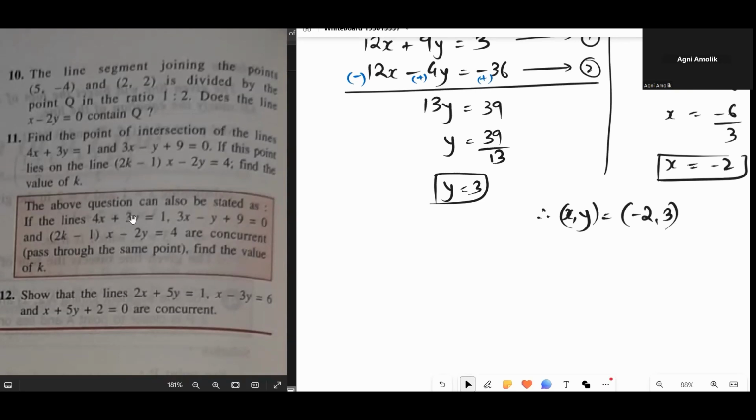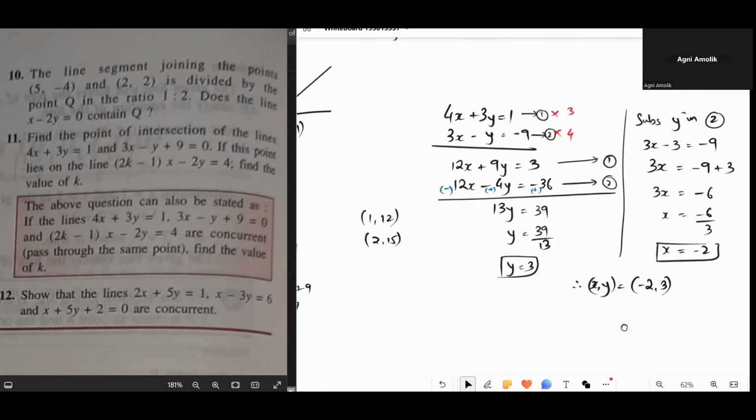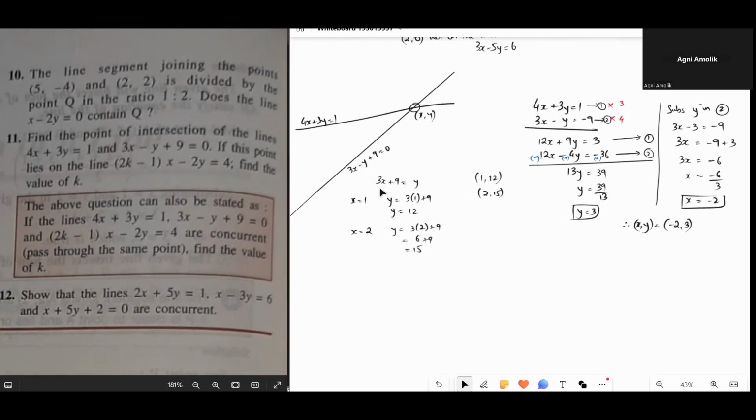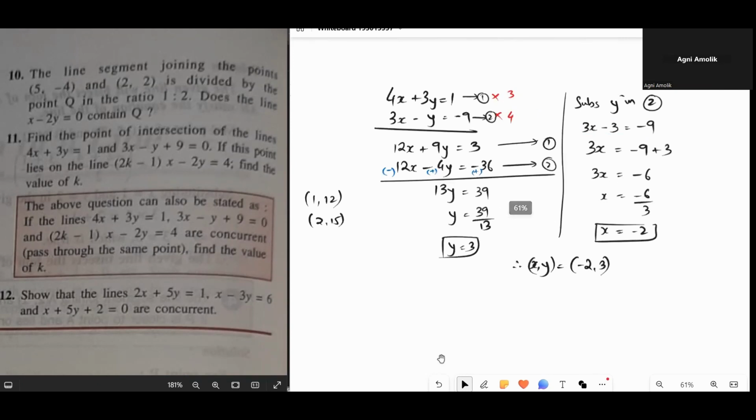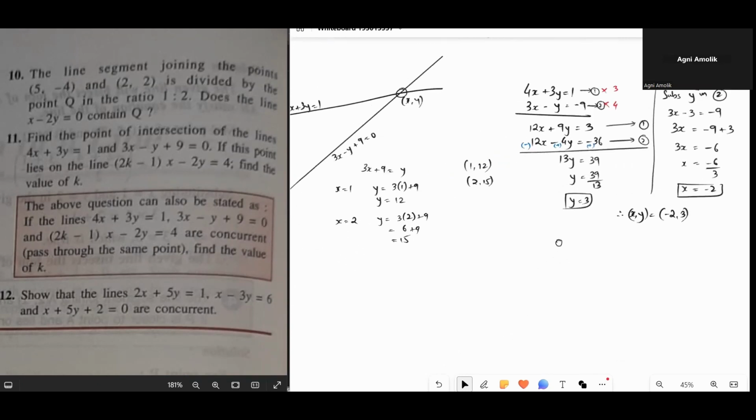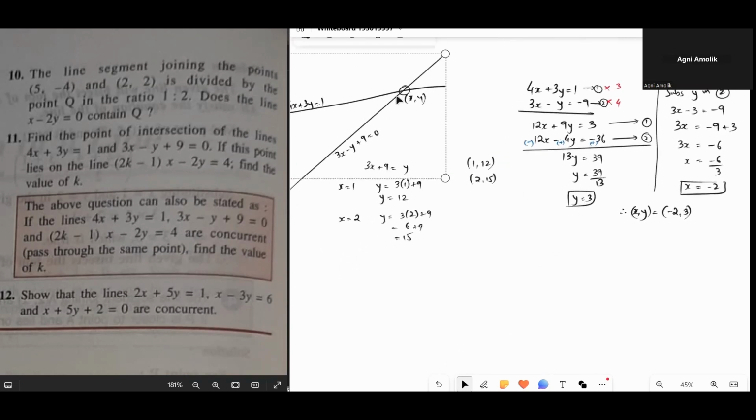So what do you do? If a point lies on the line, substitute the values of that x and y. So substitute minus 2 and 3 in the x and y places. Then k will be the missing value. You can find k. Did you understand? Right from the beginning, we don't need to do all this. I was just showing you. You only need to do this starting from here. But just draw the diagram of this line so that you understand what to do.